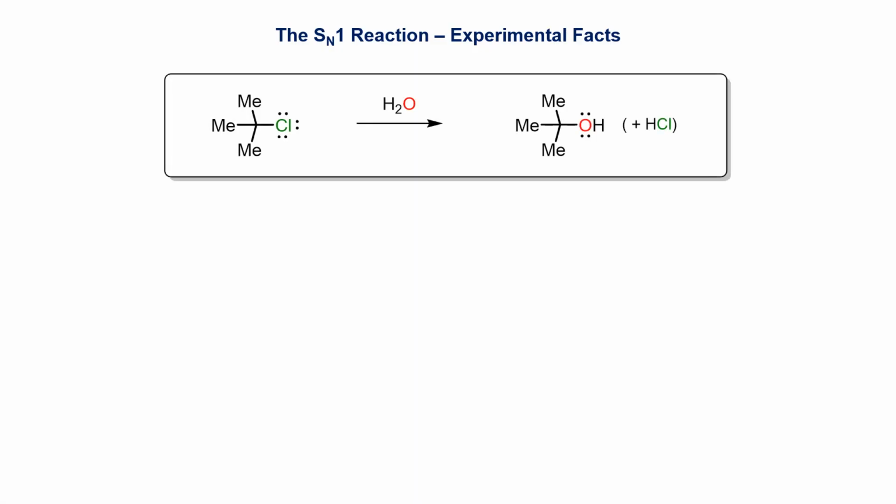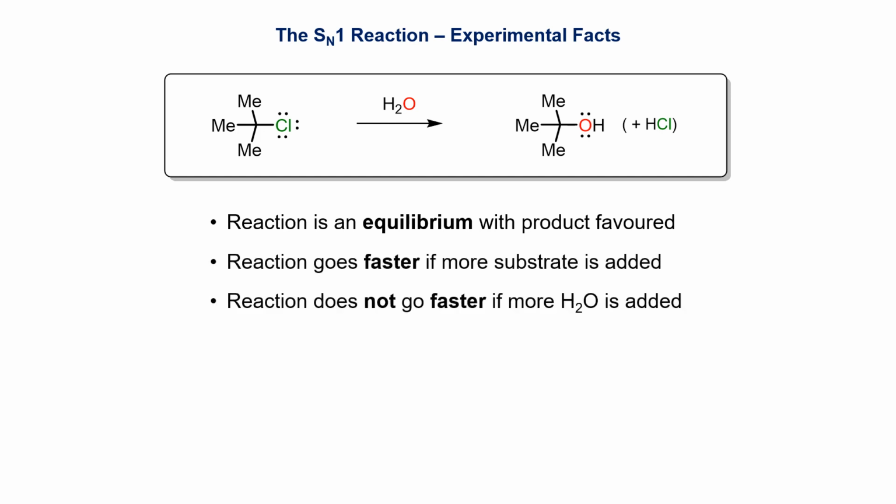In order to come up with a viable mechanism for this process, we must consider the evidence on hand. The reaction is known to be reversible since alcohols react with halide acids to generate alkyl halides. Here, an excess of the water solvent ensures that the alcohol product is favored. Addition of more alkyl halide sees an increase in the reaction rate, however adding more water has no effect.